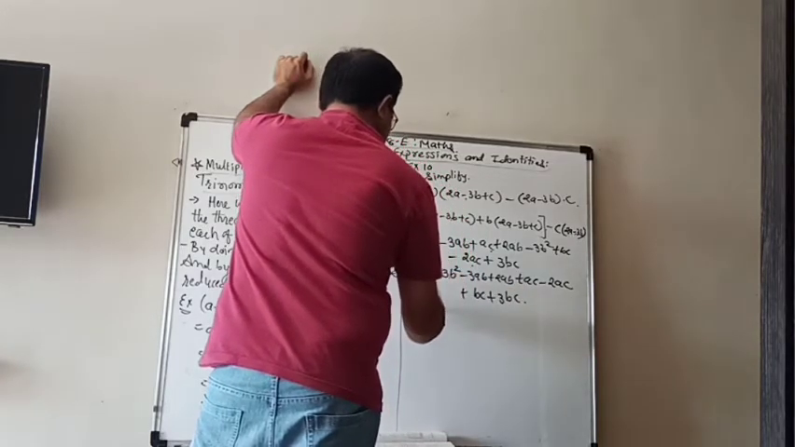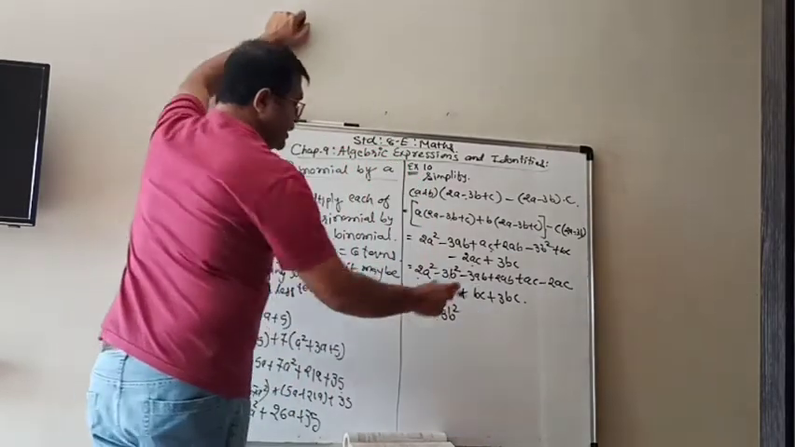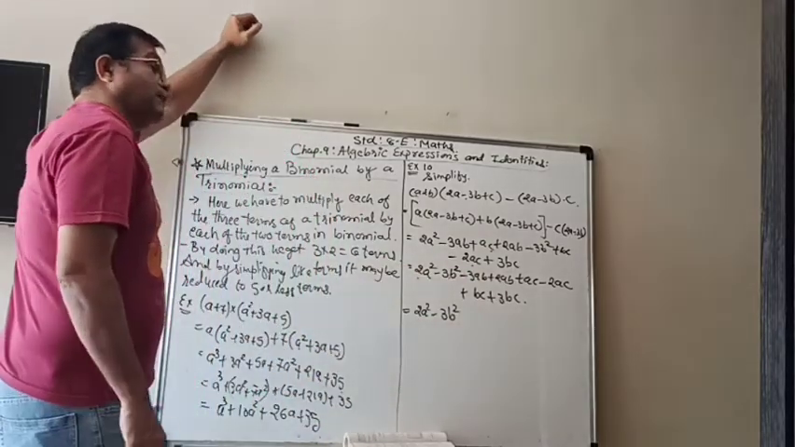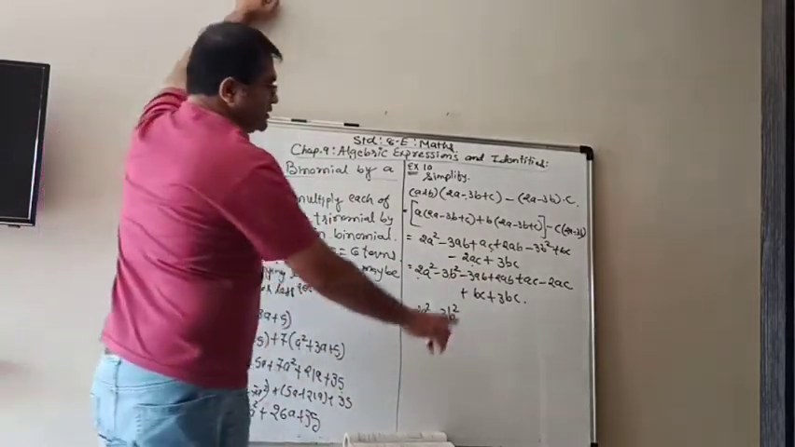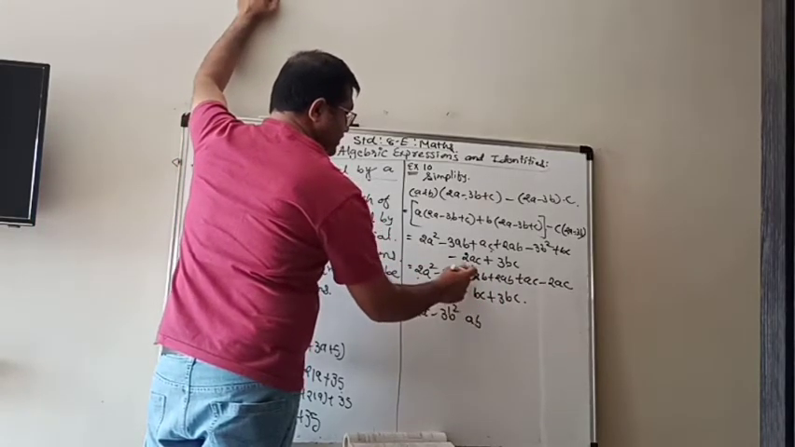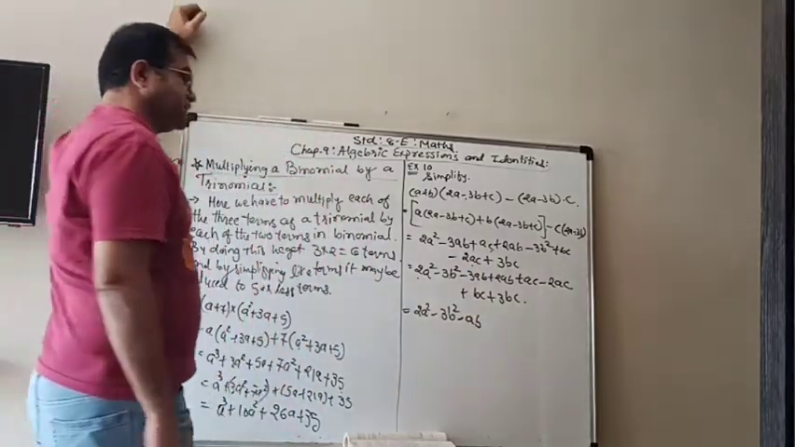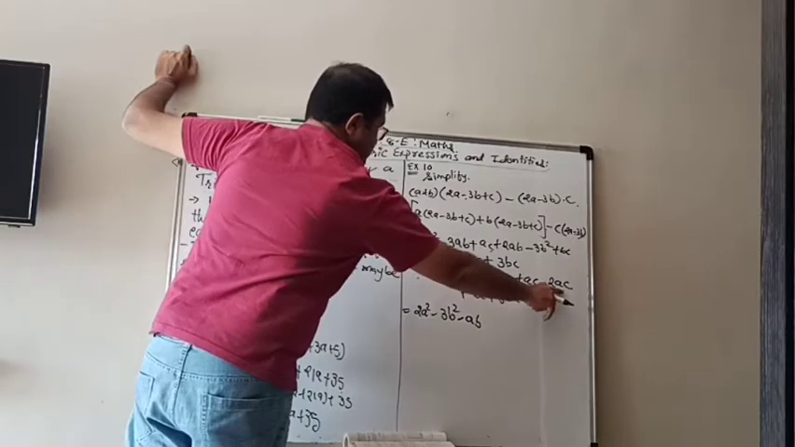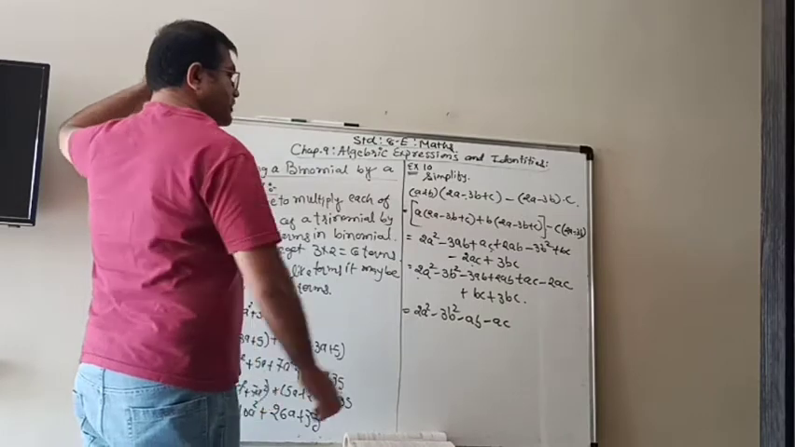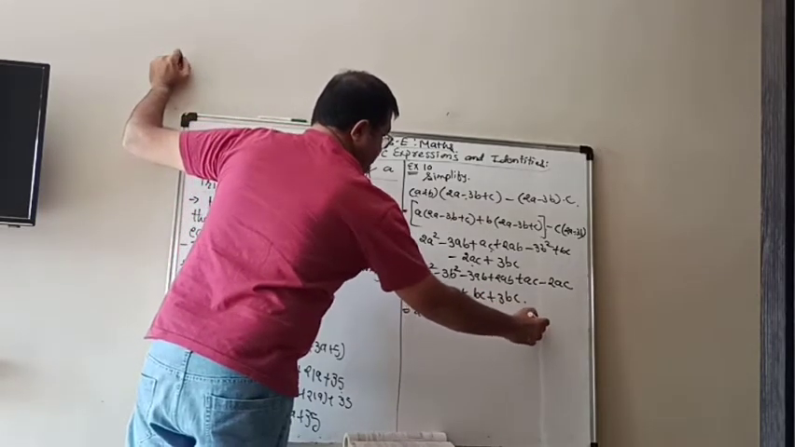Now they are single, so 2a square minus 3b square. Now minus 3ab plus 2ab: different signs, so subtraction, 3 minus 2 is 1. So ab, and the greater number has a minus sign, so minus ab. Similarly here also ac minus 2ac, so it will be 1 minus 2, minus ac. But here both are plus, so 1 plus 3, there will be 4bc.